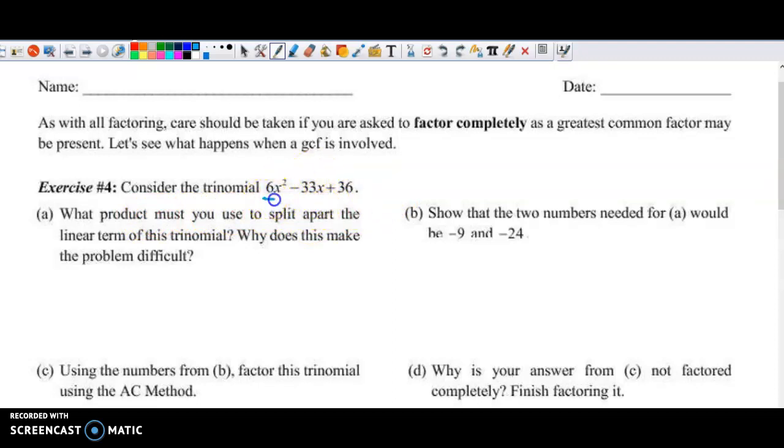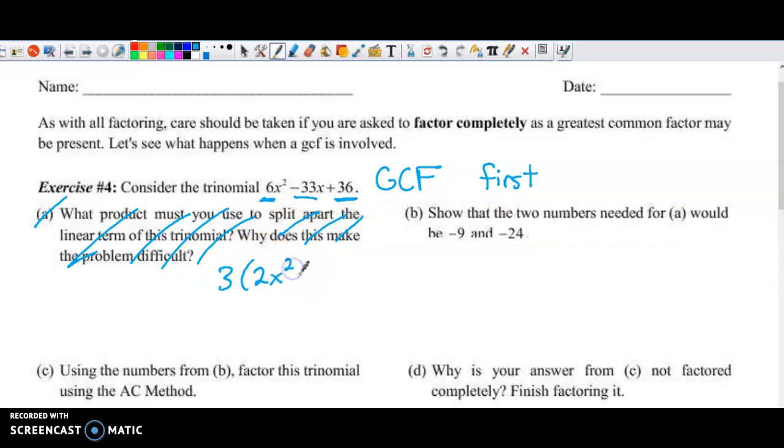What I would do is I would actually rewrite this 6 and, well, all 3 of these numbers. So I'm not even going to do the problem this way. I would do the greatest common factor first. So as you do this, all 3 of those numbers are divisible by 3. So I'm just going to cross this out. I don't really like this question, so I'm going to do this my own way. 2x squared minus 11x and 3 times 12.